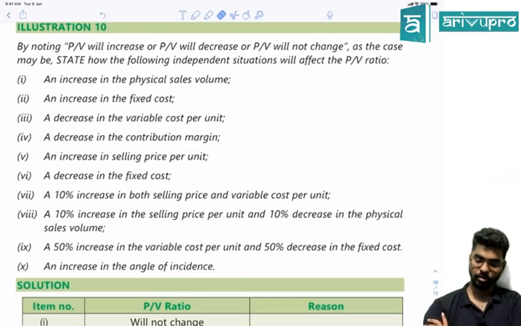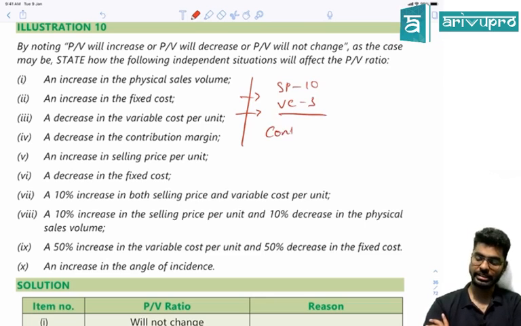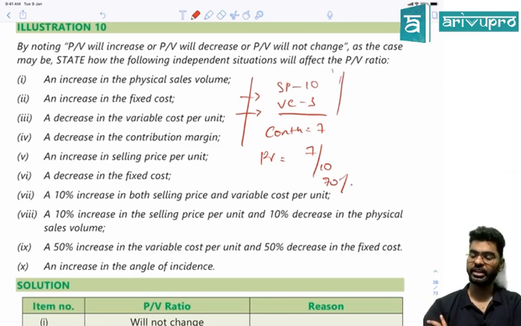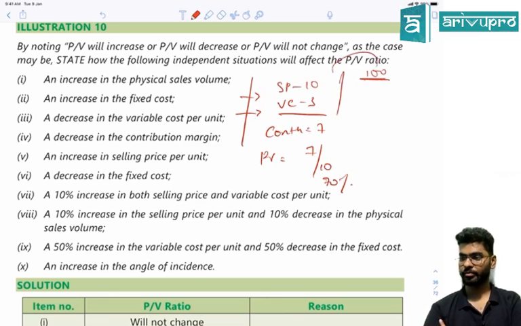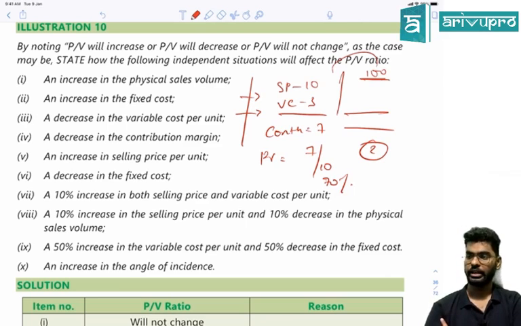Guys, see here, my selling price is 10, variable cost is 3. What is my contribution? 7. What is my PV ratio? 7 by 10, 70%. If I produce 100 units, will my PV ratio change is the question. If I produce 100 units, my sales will become 1000, variable cost will become 300, this will become 700, this will again become 700 by 1000.